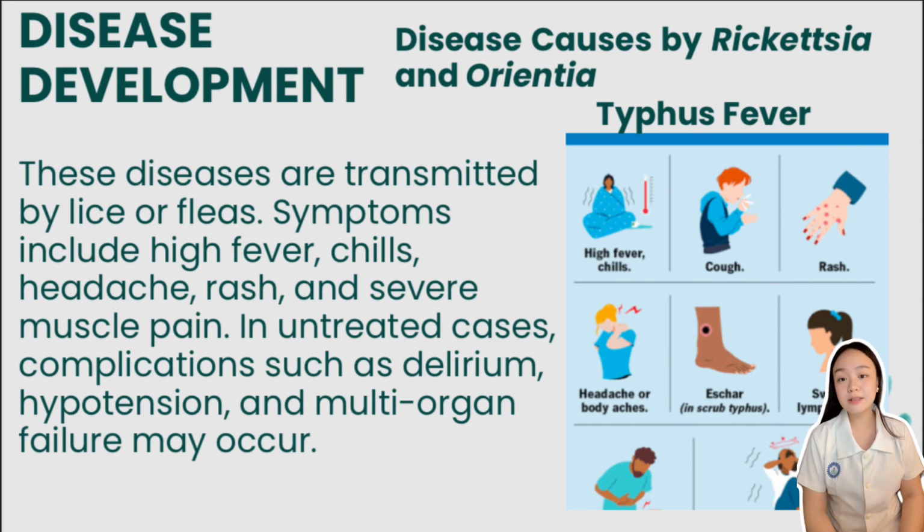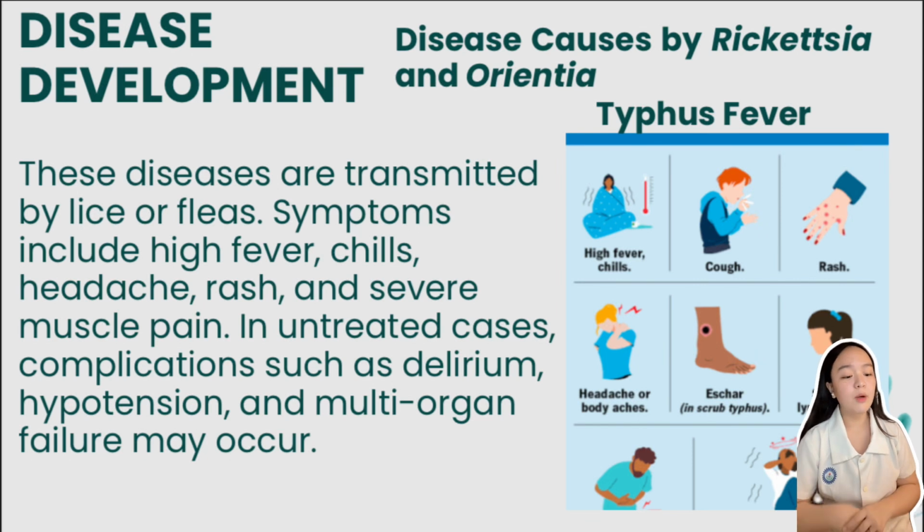Let's now proceed to the disease development caused by Rickettsia and Orientia, or the Rickettsiaceae. So number one is the typhus fever. So these diseases are transmitted by lice or fleas. Symptoms include high fever, chills, headaches, rash, and severe muscle pain. In untreated cases, complications such as delirium, hypotension, and multi-organ failure. So, itong typhus fever starts from a lice or flea. So, parang kinagat ka ng lice or flea na nagdadala nitong bacteria na Rickettsiaceae. So, magkakaroon ka ng typhus fever.